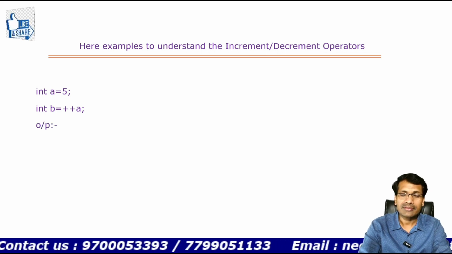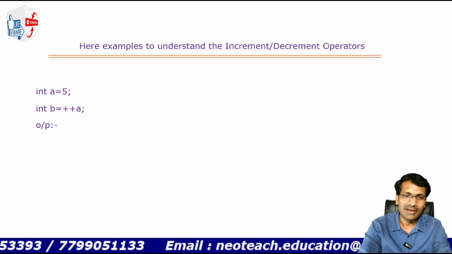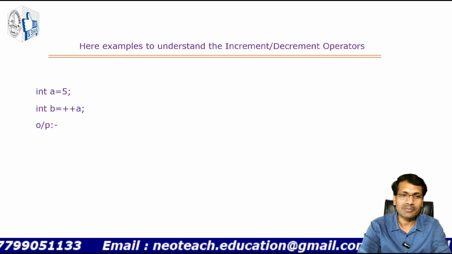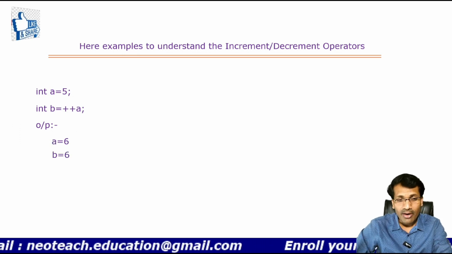Now I want to take a output and b output. Just for the example, I am not writing any code, just an example I am giving. The output of a value is 6 and output of b value is 6. How is it going on?